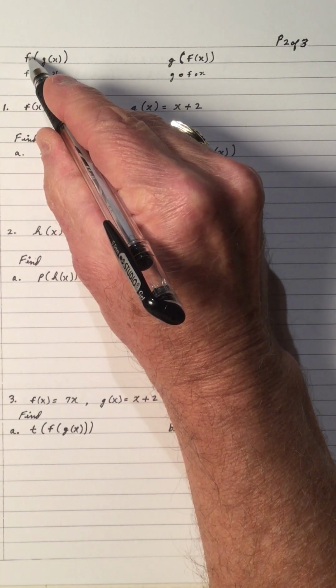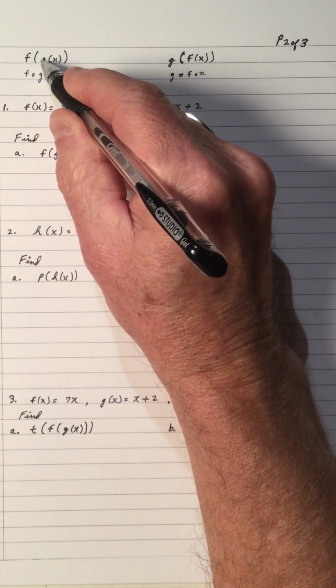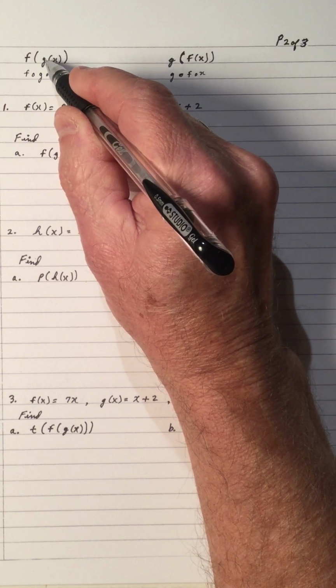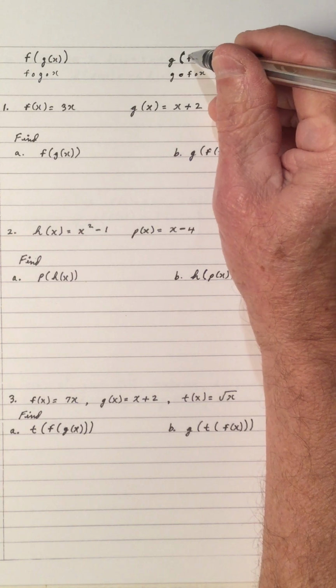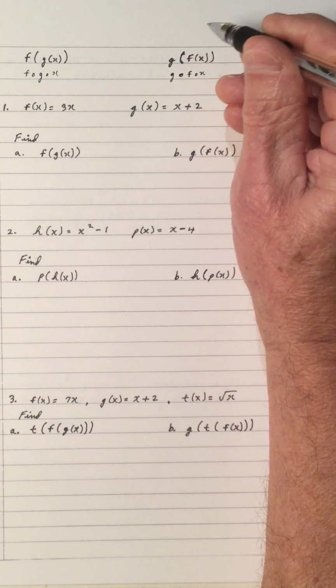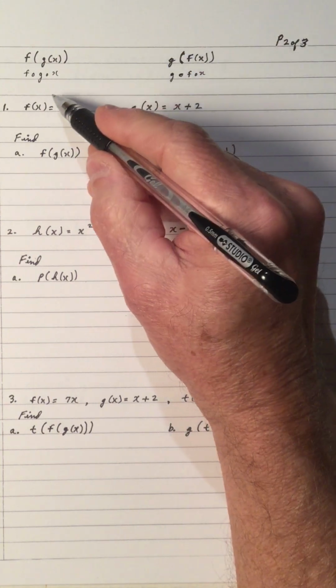Notice that the g of x is going into the f; this is inside. So this is like the f of 2, where 2 is going into the function. So the inside one is going into the outside one. So let's try some examples here.